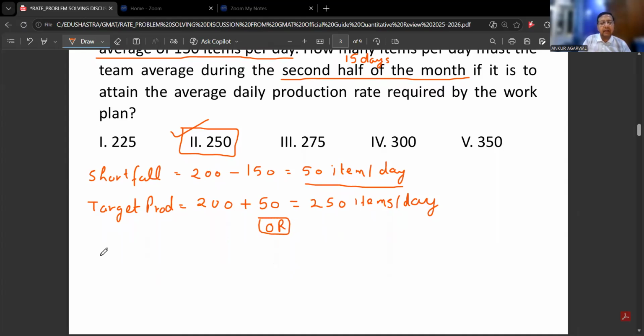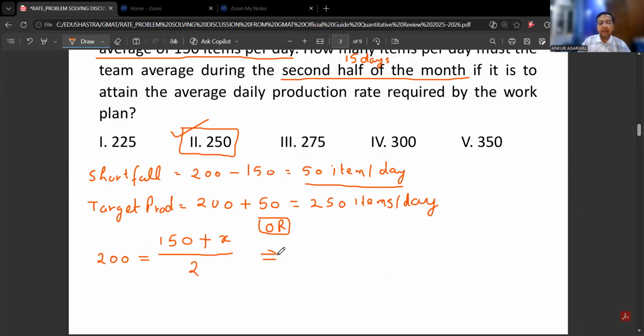What is my target average, which is 200? I have to make this equal to something. In the first half, I am having an average of 150. In the second half, I am having an average of, for example, X, which I have to achieve. If I add these two things, because the time is constant, I pointed it out earlier, 15 days first half, 15 days second half, so I can take a simple arithmetic average.